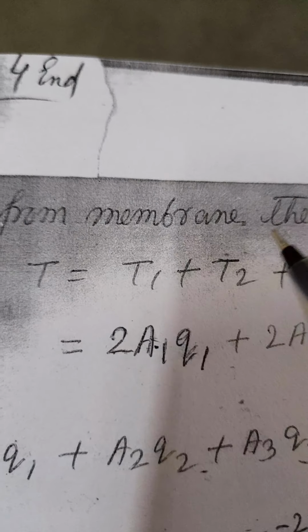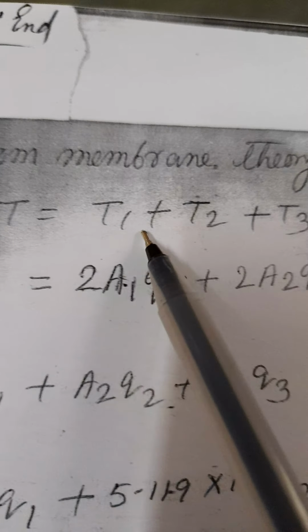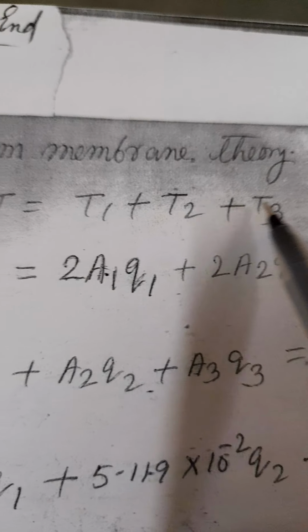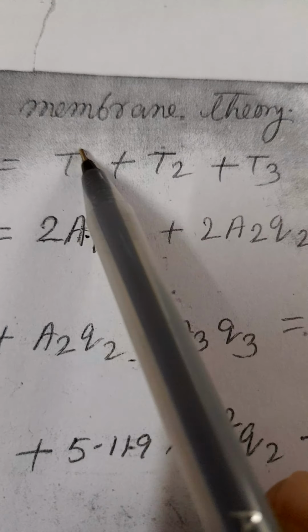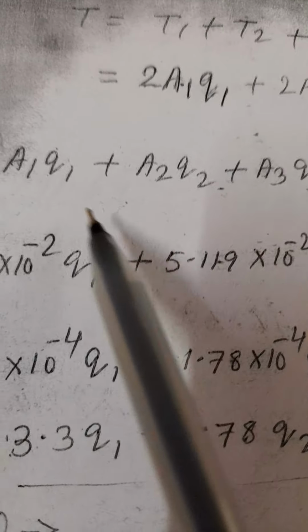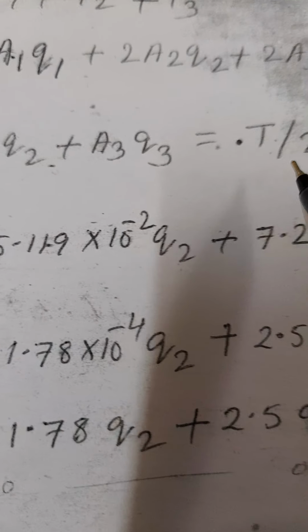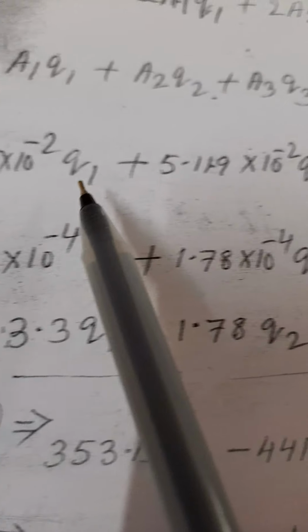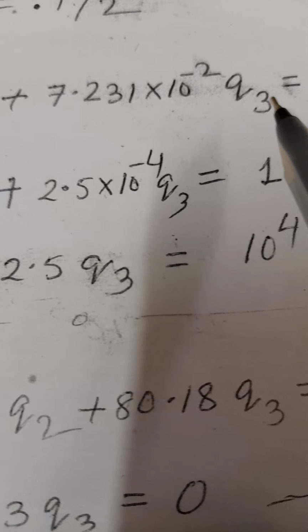Now this is the equation already known from the membrane theory. Membrane theory, T is equal to total torque, T1 plus T2 plus T3. So this is equal to this. T1 is equal to 2A1 Q1, that I have already told you earlier. That A1 Q1, A2 Q2, A3 Q3 is equal to T by 2. Now just put the value of A1, A2, A3 and you will get an equation of q1, q2, q3.